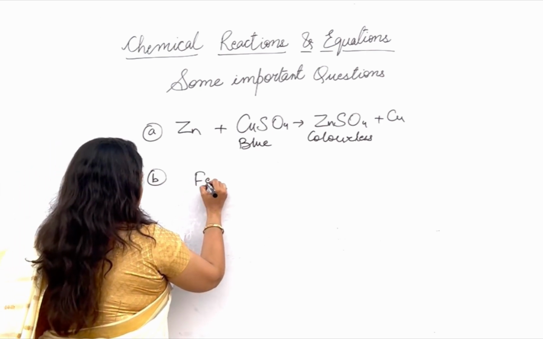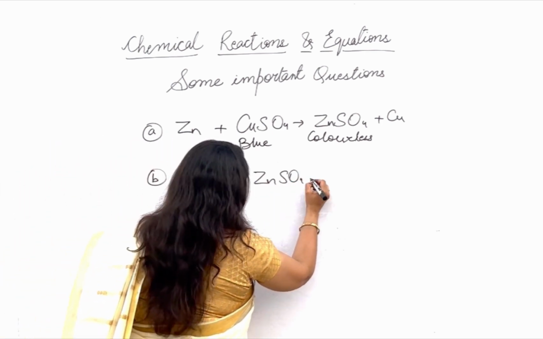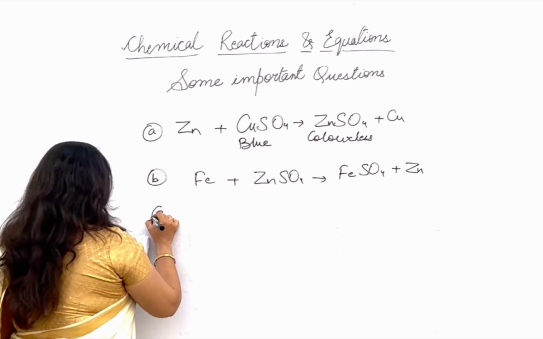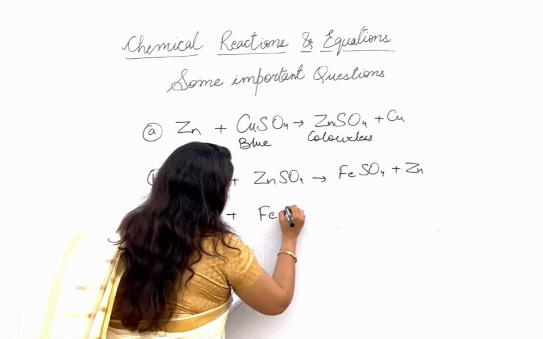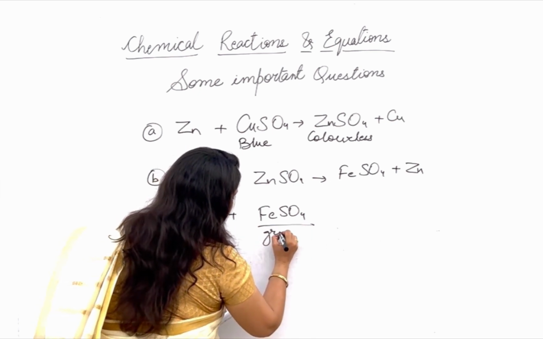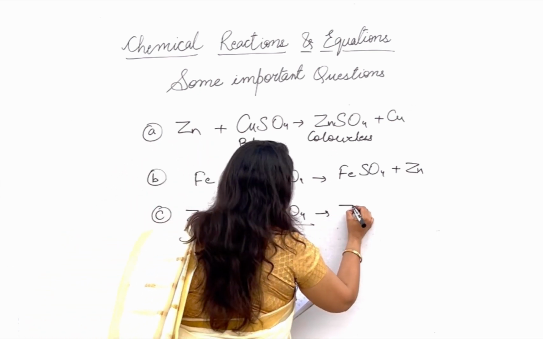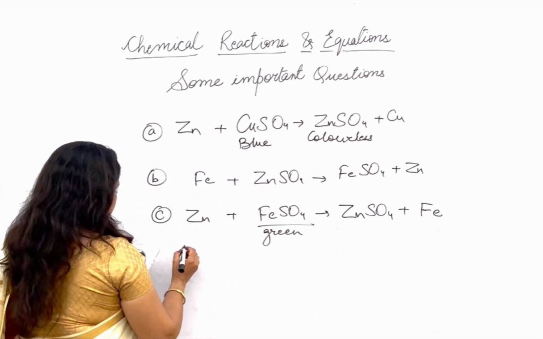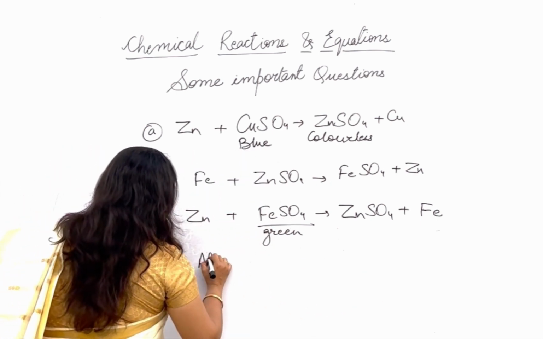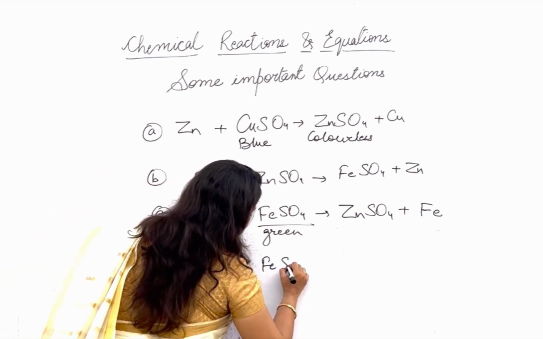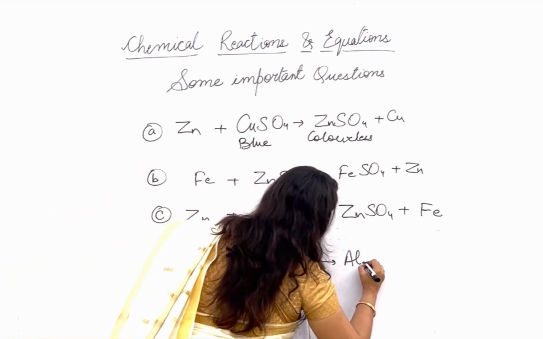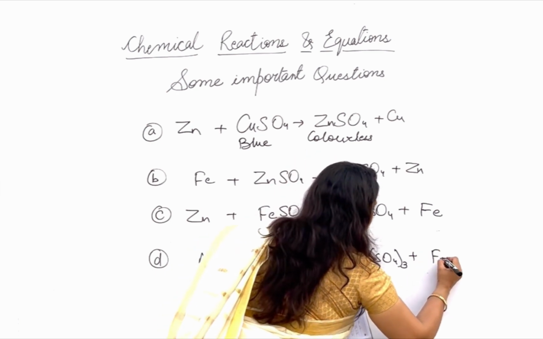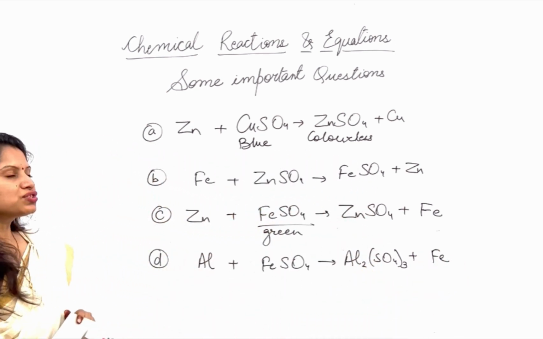Second part is iron reacts with zinc sulfate to form iron sulfate and zinc. Third part is zinc reacts with ferrous sulfate. You know, ferrous sulfate is green in color, to form zinc sulfate, which is colorless, and iron. And D option is aluminium combines with ferrous sulfate to form aluminium sulfate plus iron. Okay, so which of the reactions is not possible?